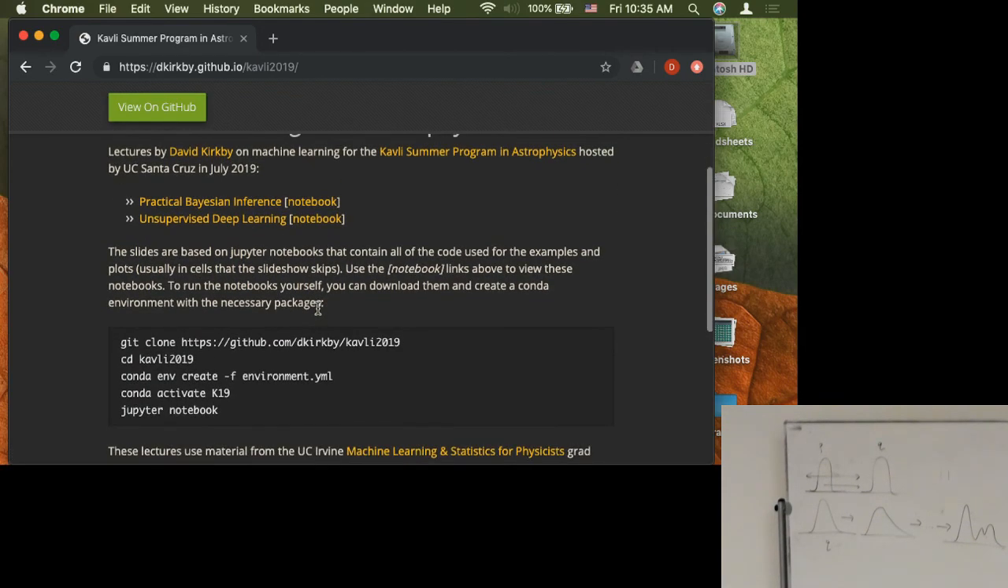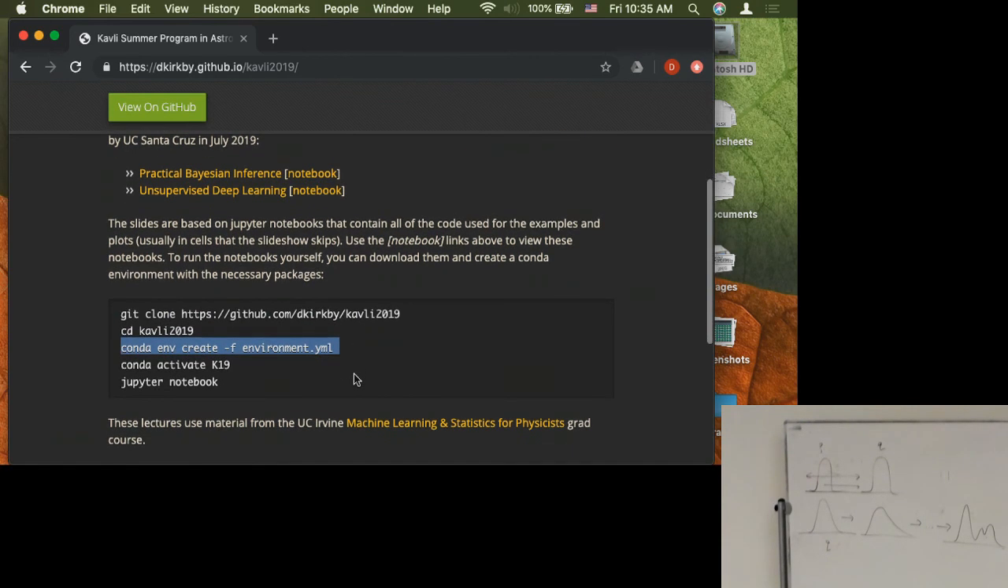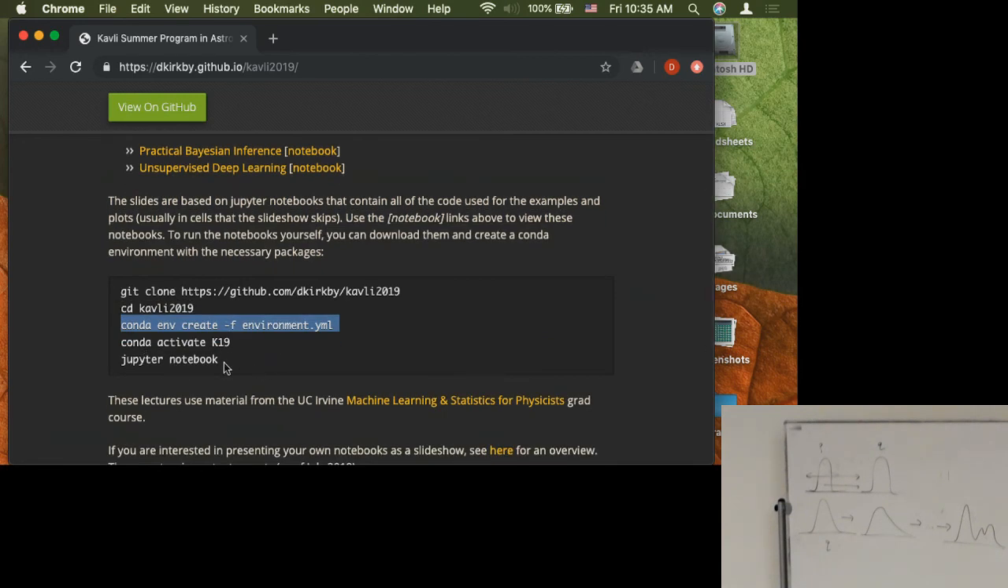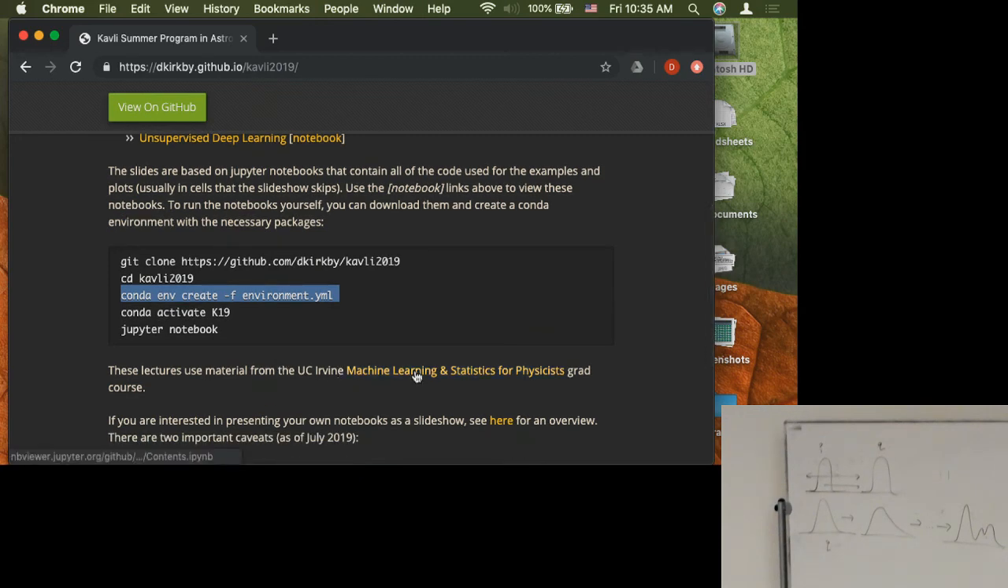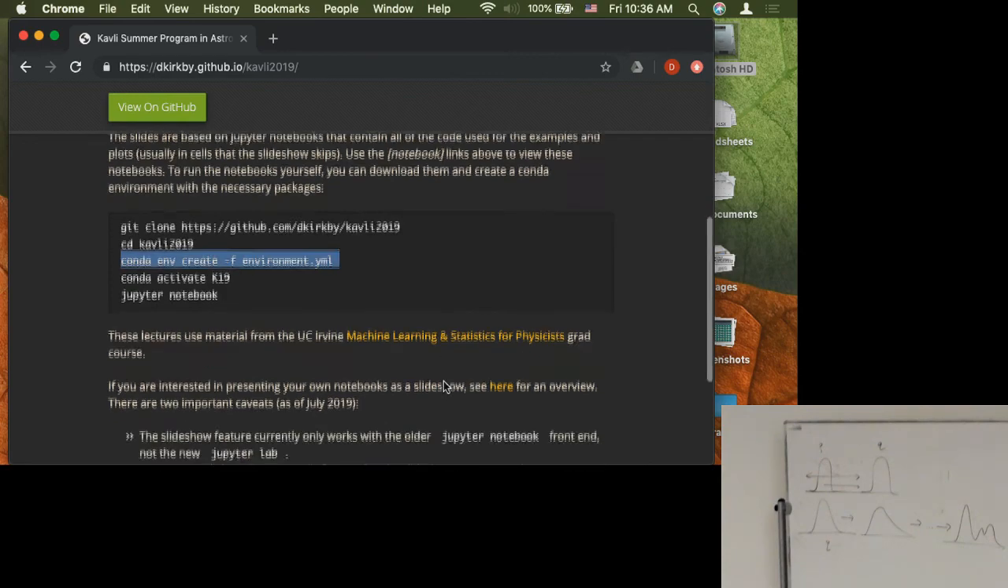If you actually want to run these yourself, you just need to clone the repository. In order to get the right packages, I set up an environment file, so you can just create a conda environment that has the packages that I used, and the examples should all work for you. If you want a deeper dive into some of the topics, there's something like 20 notebooks, all at a similar level to what I showed here, from the course that I teach at UCI, the grad course, Machine Learning and Statistics for Physicists.